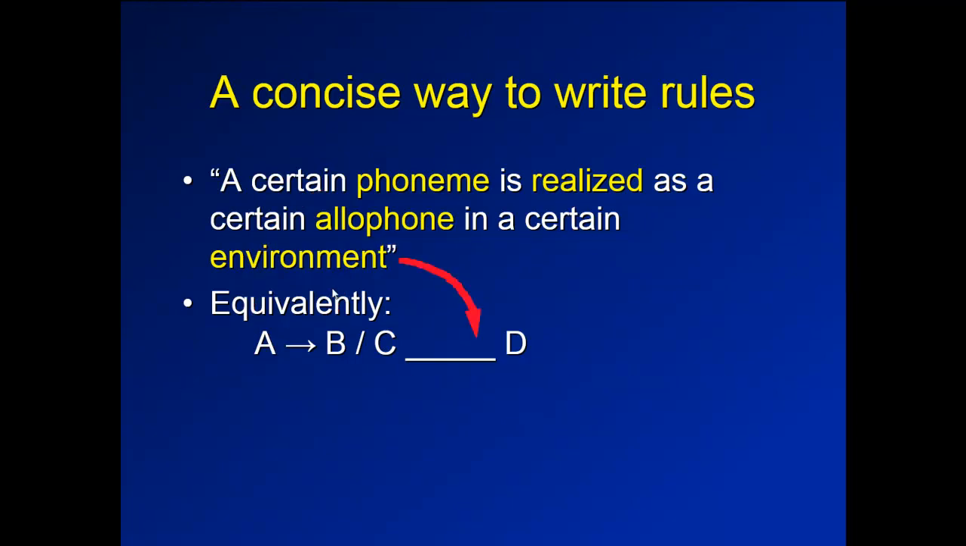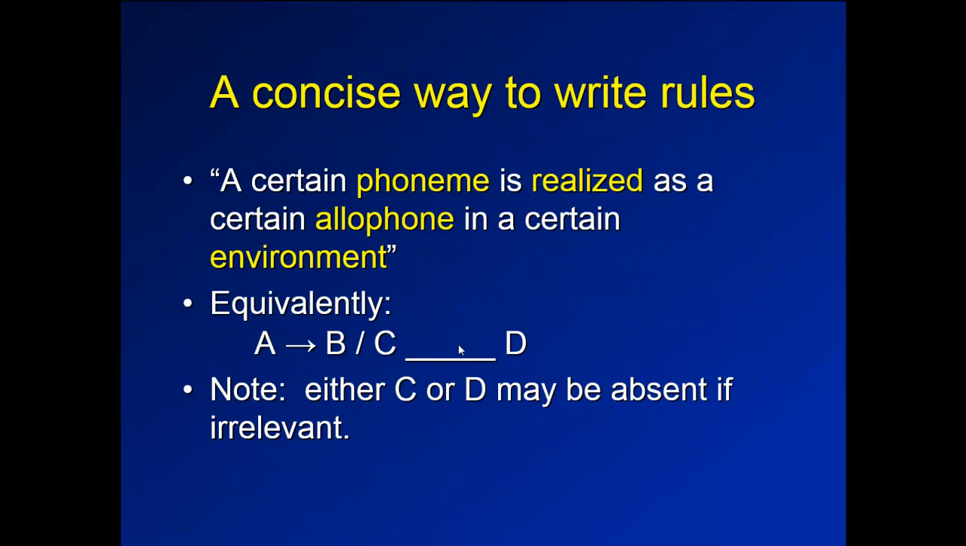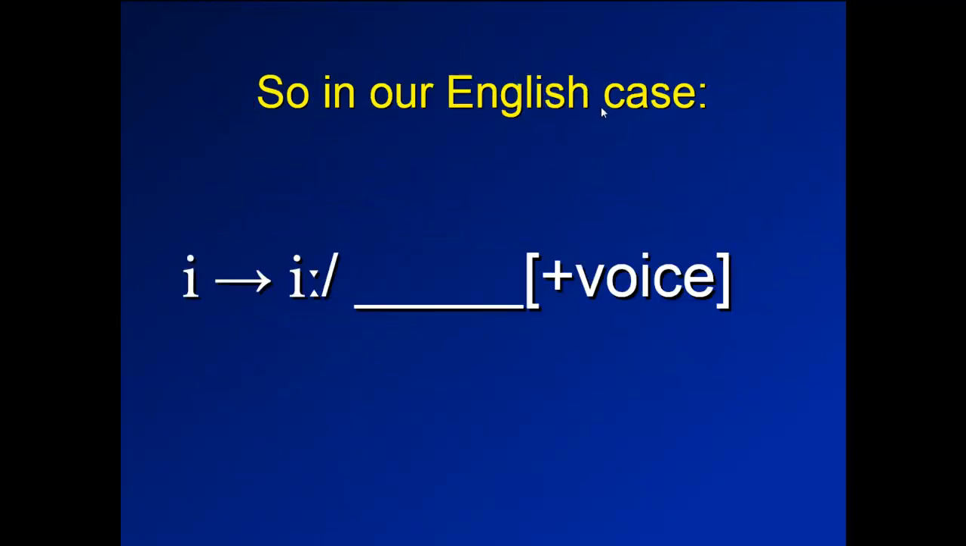Okay, so once again, go back here. This is A, this is the sound we are interested in. It becomes, or is realized, is pronounced as B in this context, when it is placed between C and D. This is the rule here. Okay. So in our English case, this vowel is being realized as long in which context? When it is followed by voiced sounds here. Okay.